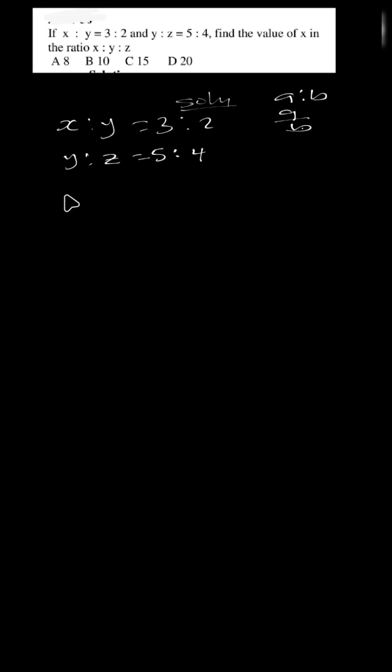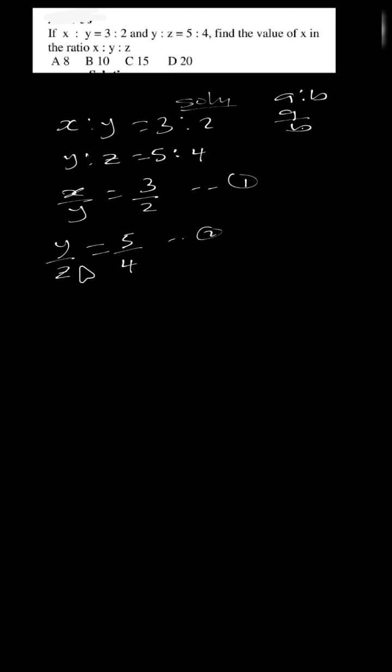The first one here, we have x divided by y, which is the same thing as 3 divided by 2. Let's call this equation 1. The second ratio is y ratio z, that is y divided by z, which is just 5 divided by 4. Let's call this equation 2.